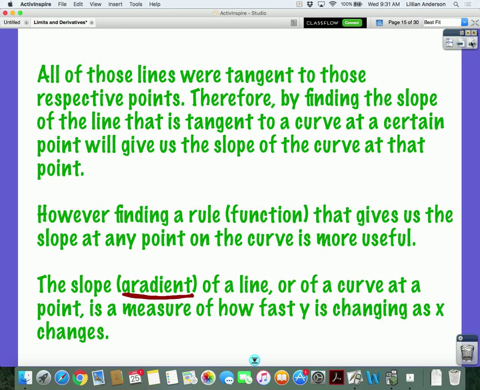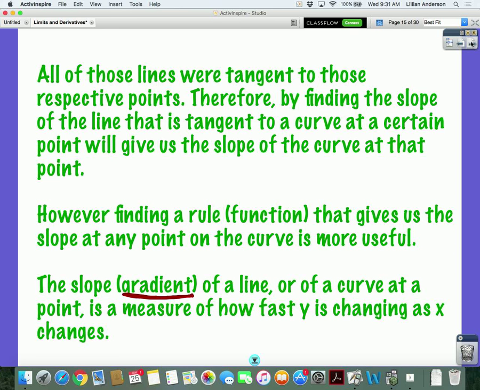Now, if you think about a quadratic, a quadratic goes on and on forever. It continues to get bigger, increasing into infinity. So you're not going to find the slope of every single possible point on that quadratic.